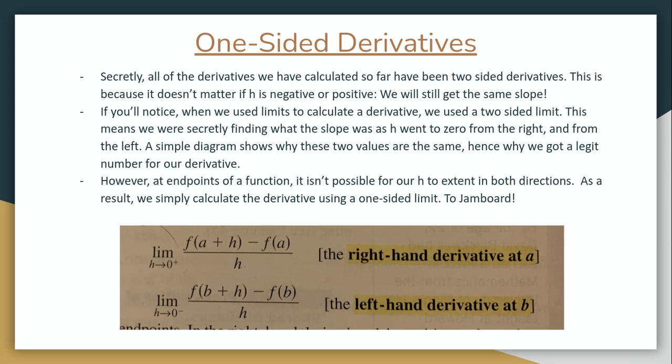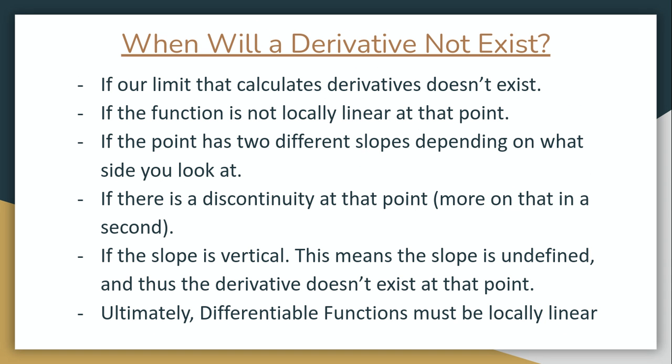However, at the endpoints of functions, it isn't possible for our h to extend in both directions because in one direction, the function doesn't exist anymore. So we can't take points from one side if we're at an endpoint of the function. As a result, we simply calculate the derivative using a one-sided limit like I explained.